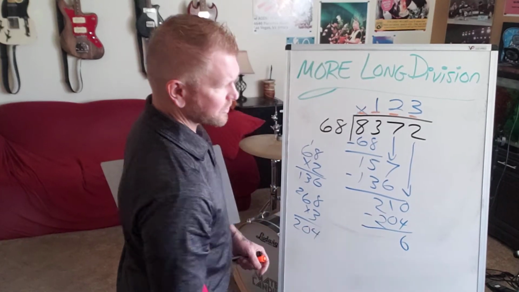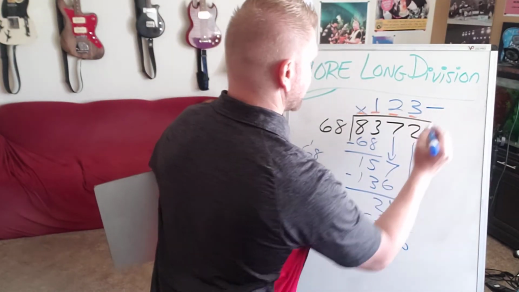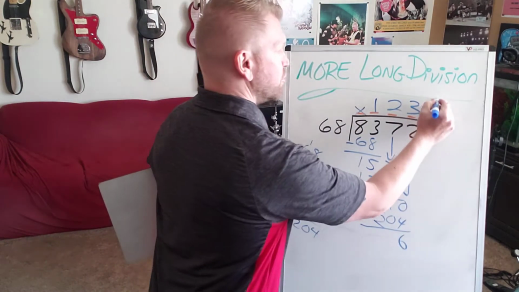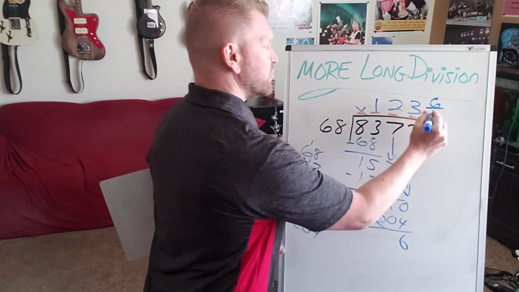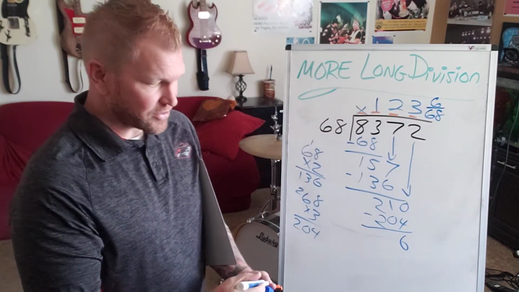The remainder is 6. Now remember, what you can do with that remainder is you can make it part of a fraction. So the remainder is your numerator, and the divisor is your denominator. The answer is 123 and 6/68.